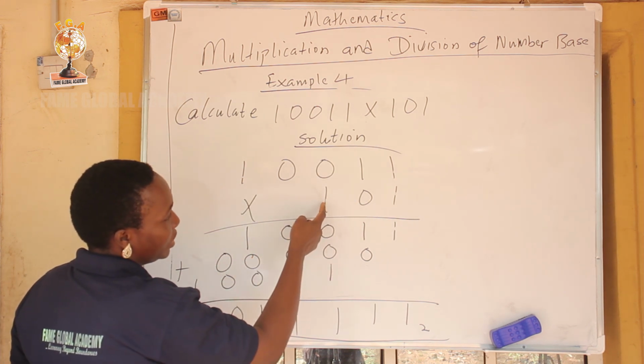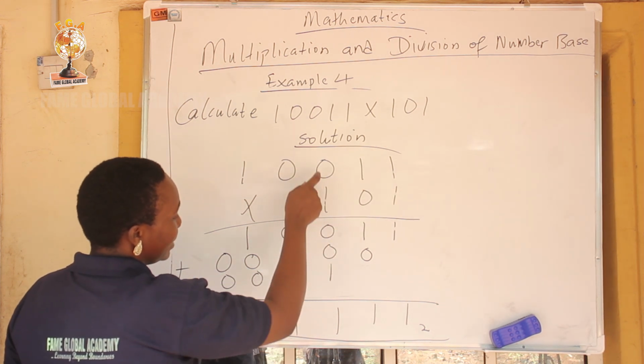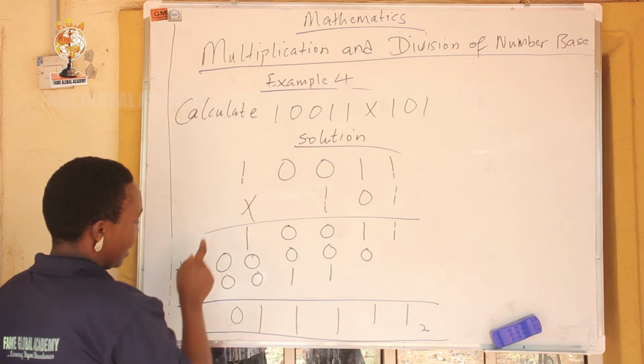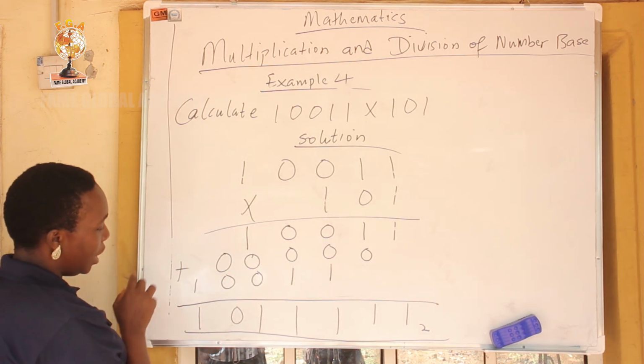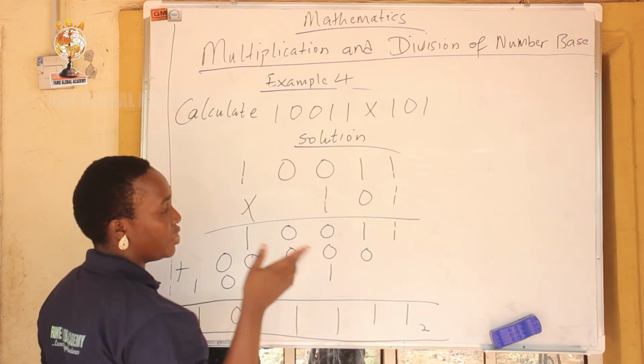So the last one is this one. 1 times 1, 1. 1 times 0, 0. And 1 times 1, 1, which is this last one you're seeing here. So after you have gotten the 3 answers, you will get 3 answers because you are multiplying with 3 numbers.